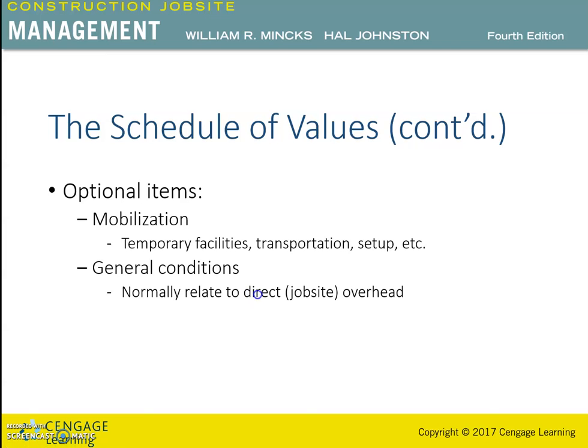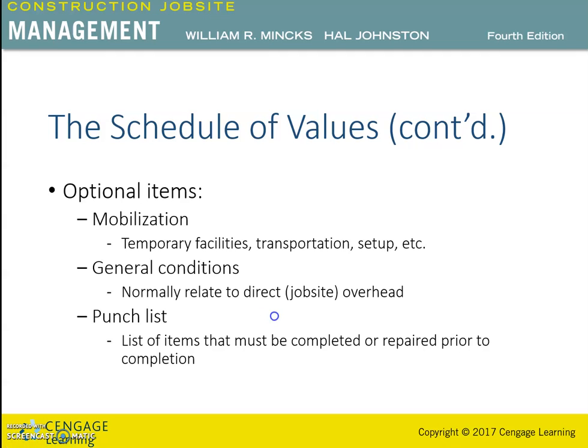General conditions. General conditions costs normally relate to direct job site overhead. The following items could be included in the general conditions value. Cost of supervisory personnel such as superintendent and field engineers, which would not be included in the work activities. Monthly costs for temporary facilities, cleaning costs, both in progress and final, job site trucks and equipment, and miscellaneous direct overhead. These costs would be paid in monthly progress payments as the costs would be incurred.